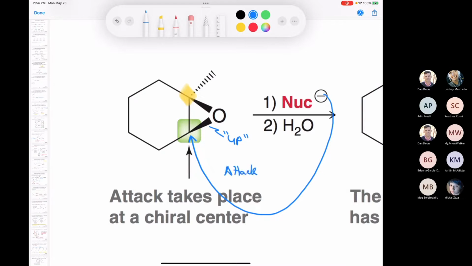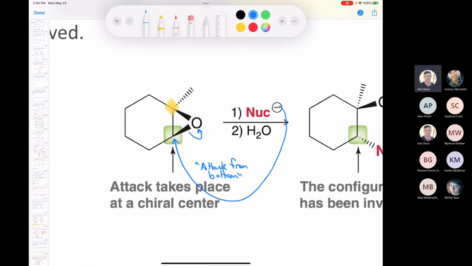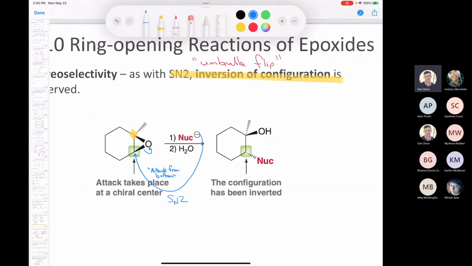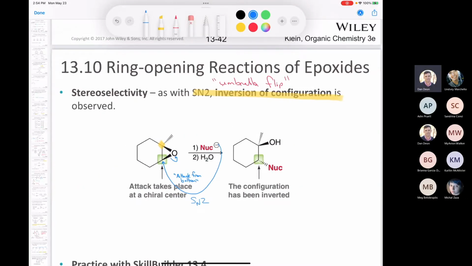Attack from bottom. So if it's attacking from the bottom, before you crack open this bond, that means your bond to the nucleophile is going to be on a dash, because it's pointing down. And there you go. So we get inversion of configuration during our SN2 reaction. So now we've covered the regioselectivity. The nucleophilic attack will occur at the least hindered carbon. And when we look at the stereochemistry, the reaction will always occur with inversion of configuration.